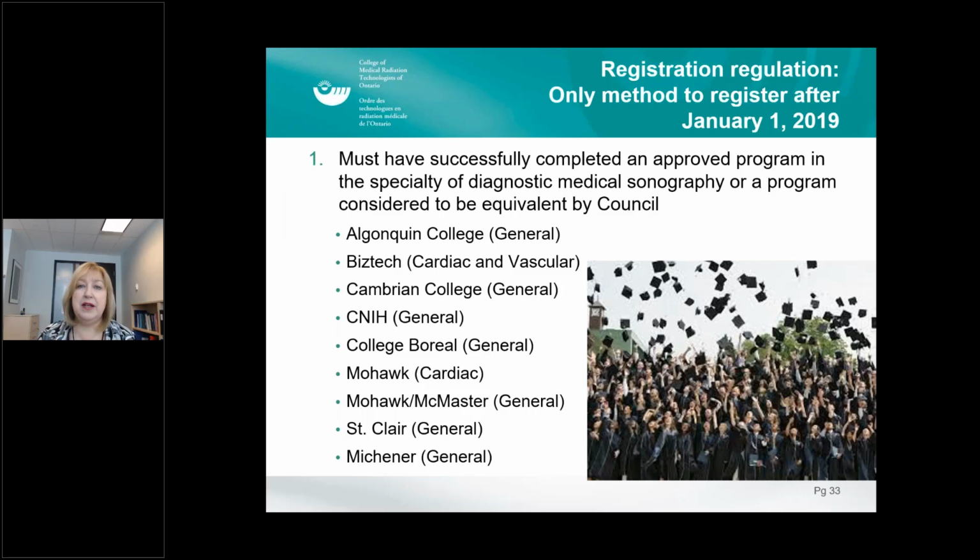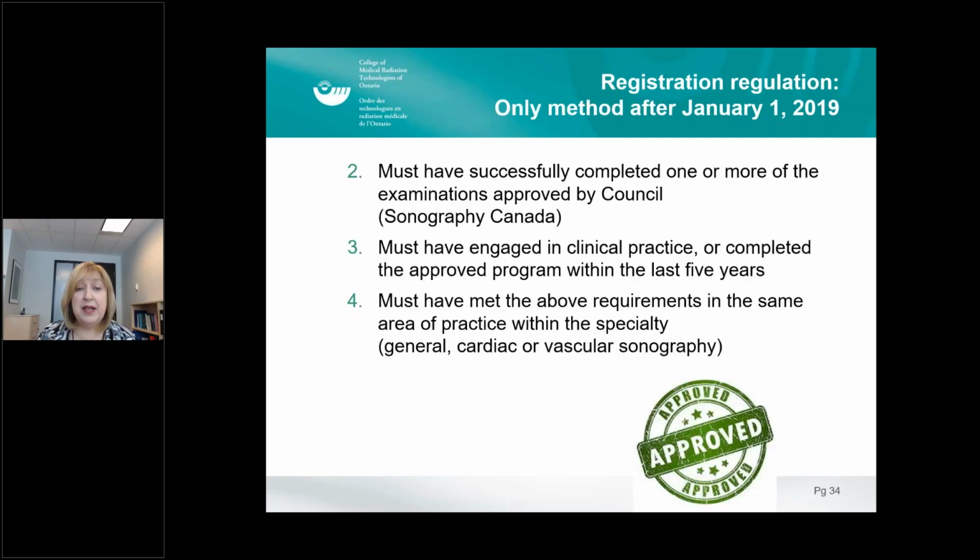After January 1, 2019, so after the grandparenting provision has ended, there will only be one way to get into the college, and that is you must have completed a program that has been approved by the CMRTO. And so there are the programs in Ontario. And you also have to complete one of the approved examinations. And so after January 1, 2019, that will be the Sonography Canada exam. So from that point on, everyone has to do the same thing, the educational program and the exam. And we just have this 1 year of transition.